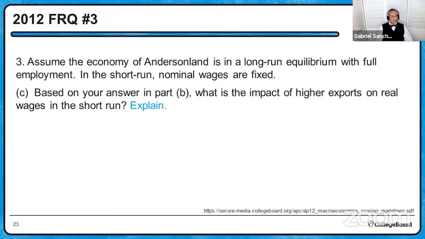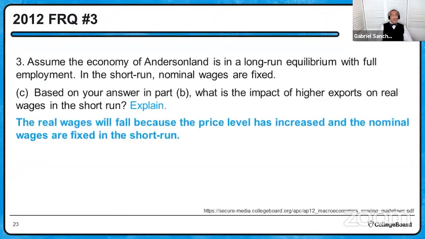I'm going to show the real wages will fall. And the reason they'll fall is because the price level has increased and the nominal wages are fixed in the short run. If you remember on the graph, aggregate demand shifted to the right. That raised the price level. Price level increased, but nominal wages are fixed. And so we don't have that adjustment there. So real wages will fall in this case. So that was part C.